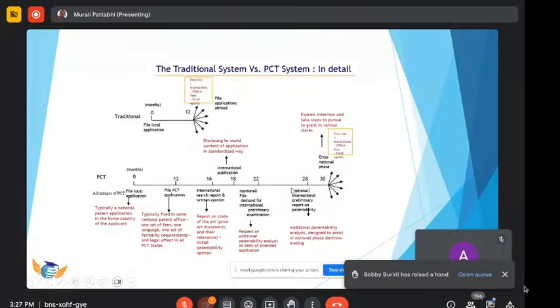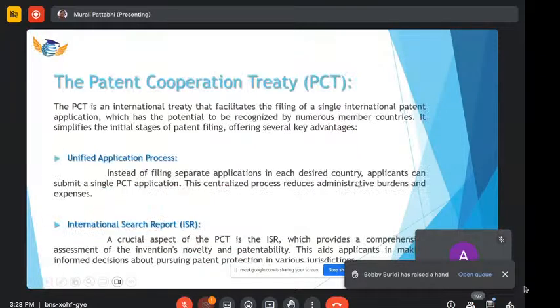Within those 30 months, based on this result, you decide whether to pay additional fees and get it examined, and then go to all the countries where you want to file. Again, all the steps we have seen in conventional filing, we need to do for each country here. The only difference is that we have 30 months here, and we don't have 30 months there. And this is a unified application process. There is an international application, but there is no grant.